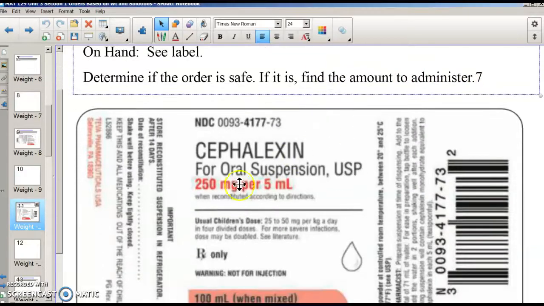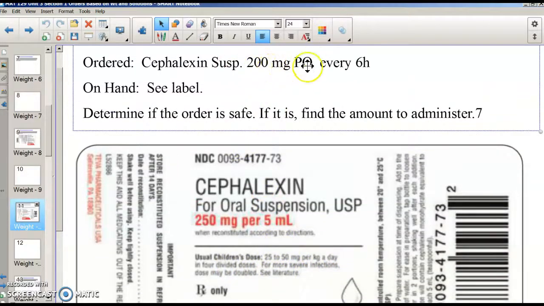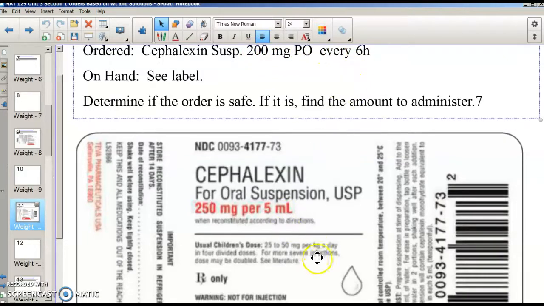Okay, so looking at this label, the usual children's dose is 25 to 50 milligrams per kilogram a day in 4 divided doses. So the order is for a single dose, right? 200 milligrams is for each dose every 6 hours, but the usual safe dosage is given in milligrams per kilogram per day in 4 doses. So we need to compare apples to apples to see if this is safe. Now the good news is 4 divided doses is every 6 hours. So the frequency matches up with what the doctor has ordered. Now we just need to make sure that it is appropriate. So let's go ahead and write some stuff down.